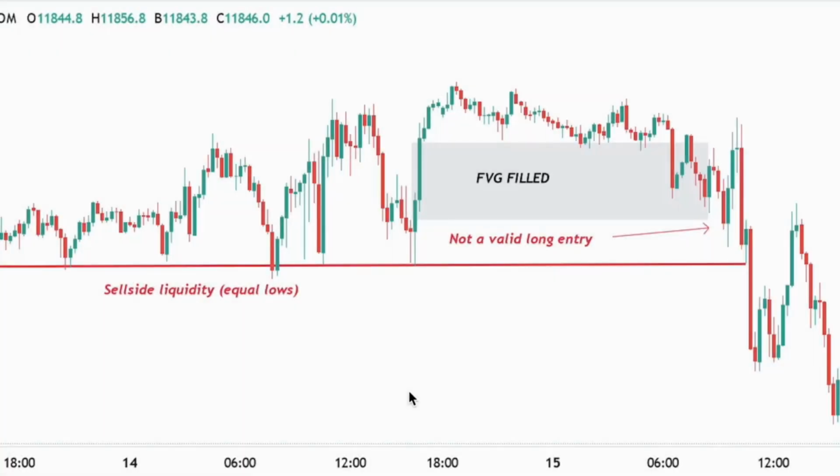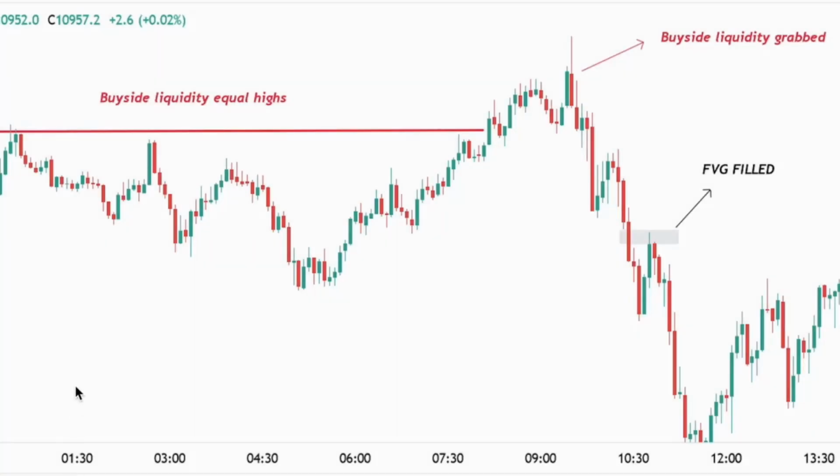In this second example, we can notice that price is forming equal lows at this level, which means that sell-side liquidity has been left. So even if the imbalance has been filled completely, we should not take a long position, because market makers will make sure to drop price down to take the sell-side liquidity first. In this case, we can wait for price to trade back to this bearish fair value gap before taking our short entry.